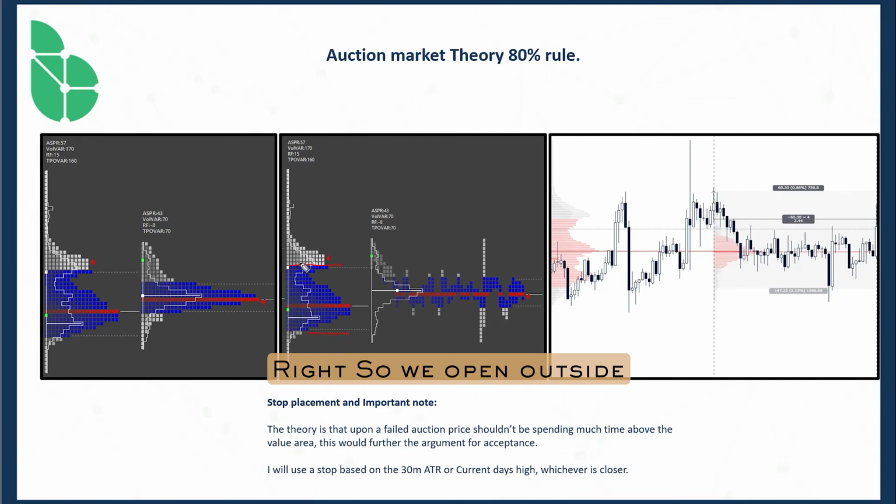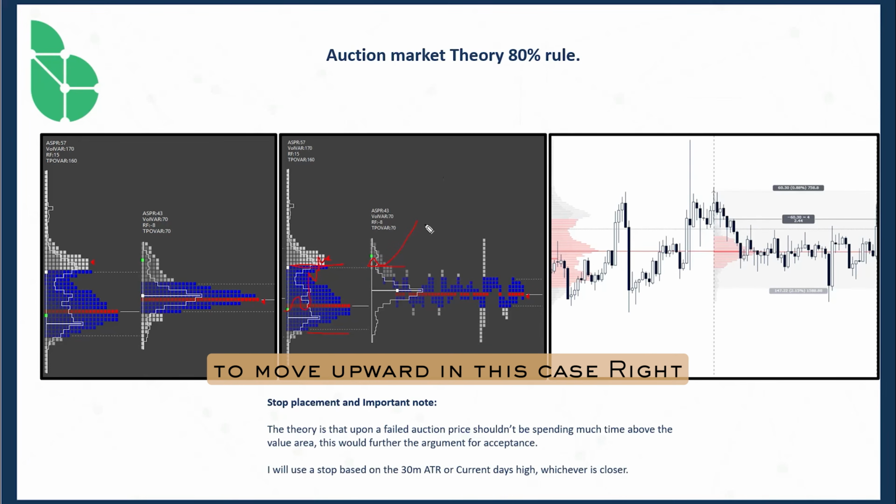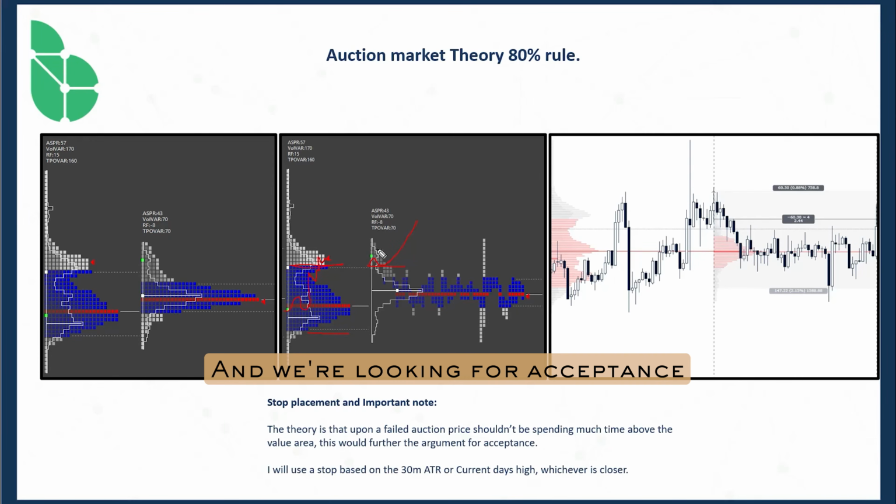So we open outside, so that means that we did a bunch of this. We moved up and down and we closed outside of this value area, and we could very well be setting up for an acceptance outside of value that continues to move upward in this case. So we move sideways for a period of time, price gains presence outside of value, and we're looking for acceptance outside of value, or we're looking for absorption and an auction back down.